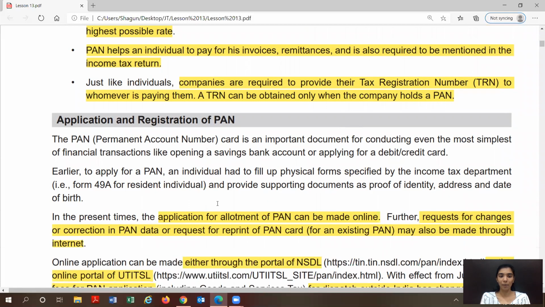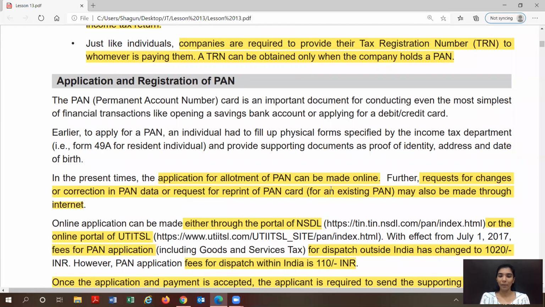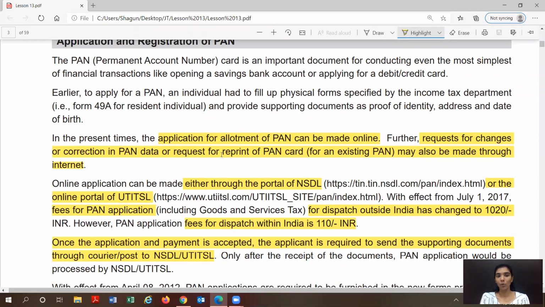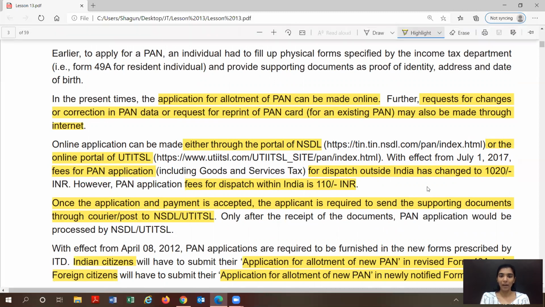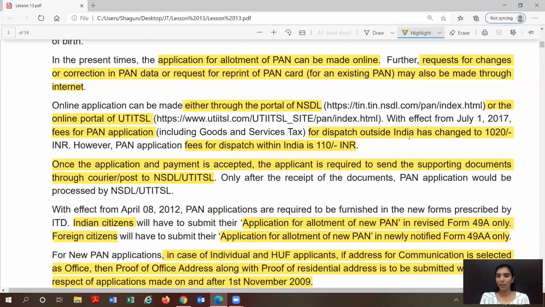Application and registration of PAN. The application for PAN can be made online, and also a request can be made to make changes in the PAN. How do you apply online? Either on the NSDL portal or on the UTI TSL portal. If the PAN card is to be dispatched outside India, then a fee of 1020 rupees is applicable. And if it has to be dispatched anywhere in India, then 110 rupees is payable.